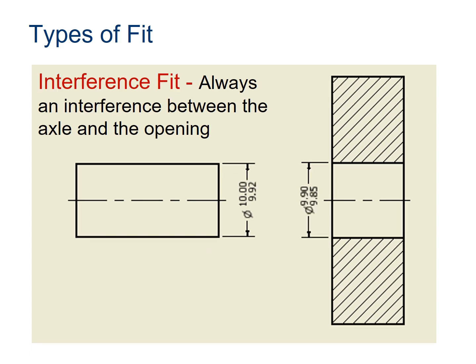Those are always going to be cleared. Now this is an interference fit. In this case, you're always going to have an interference between the axle and the opening. So we flipped them around now.